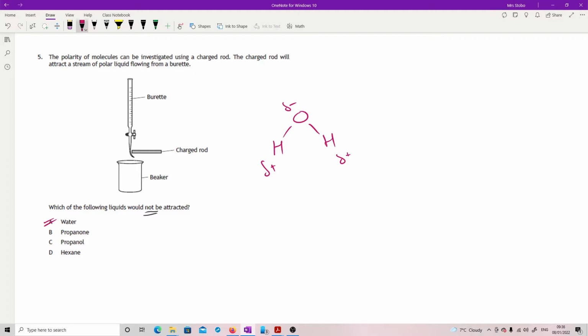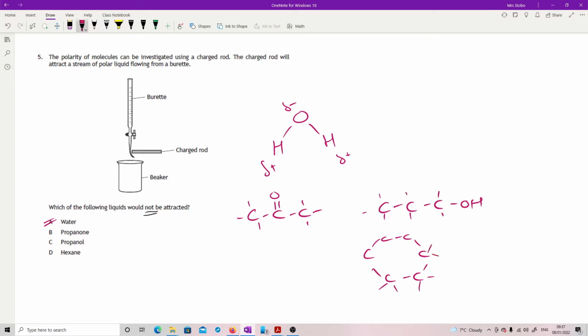And then we've got propanone and hexane. Let's just draw them out. Propanone, 1, 2, 3, double bond O. We are assuming that it is on the end; it could be on 2 as well, it doesn't actually matter. And hexane, 1, 2, 3, 4, 5, 6. Stick on your hydrogens here.